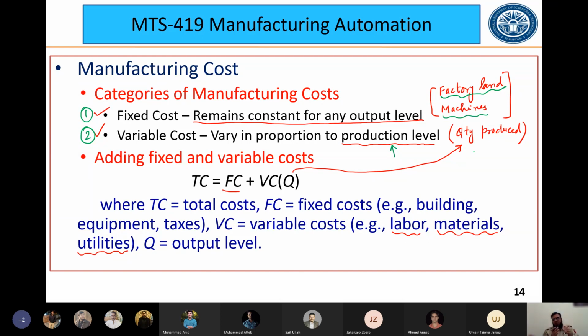So the variable cost will be linked with the quantity which you are making. So the total cost, TC, would be equal to the fixed cost, which is constant, and a variable cost which is related to Q. The Q is the quantity which is being produced.